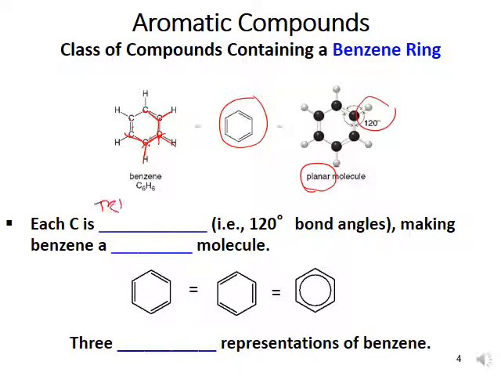So each carbon is trigonal planar, right? All in the same plane, 120 degrees. So it's a planar molecule. It's flat, 2-dimensional.